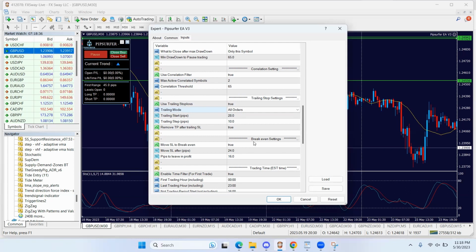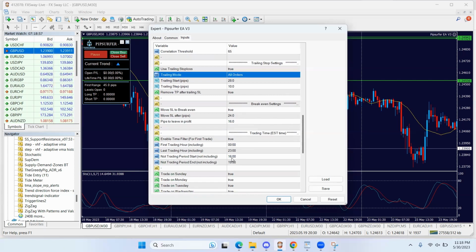Break-even settings are a little bit different. This is just going to move your stop loss in profit when it reaches a certain point. So in this setting, once your trade reaches 24 pips in profit, it's going to move your stop loss to plus 16. So that way, no matter what, you've secured 16 pips in profit.